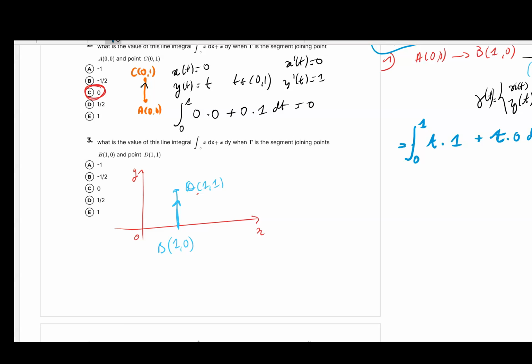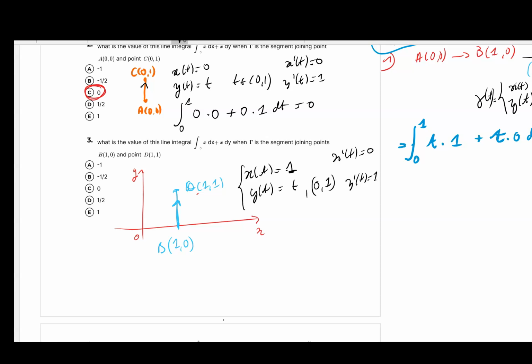So how are we going to describe this? This is just going to be x of t now is constantly equal to 1, and y of t is taking some values that are going to go from 0 to 1. Okay, so that x prime of t is 0 and y prime of t is 1.